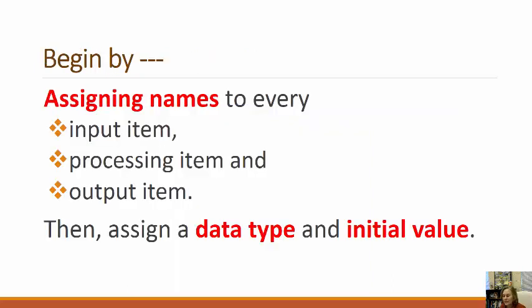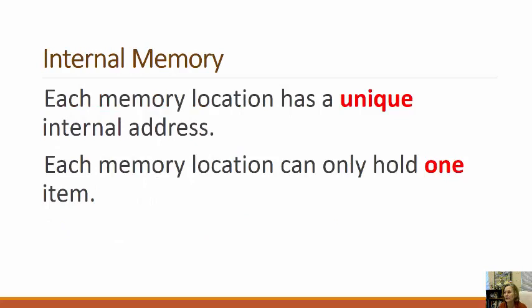So you're going to begin this whole process by assigning names to every input item, processing item, and output item. So when you've been doing your IPO charts, where you've been writing out sort of descriptions of what you're going to need, you are now going to start assigning names to them, and then a data type for that name and an initial value. So there's going to be 3 things you're going to start doing. Remember that every memory location has a unique internal address, and that memory location can only hold the one item that you've assigned to it.